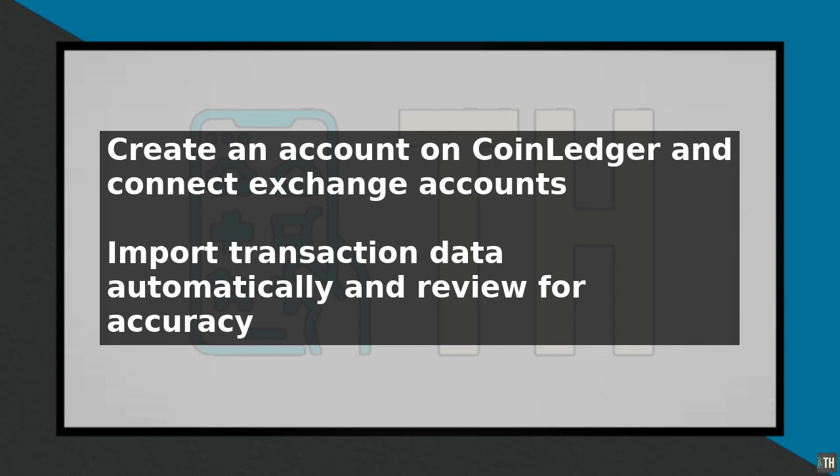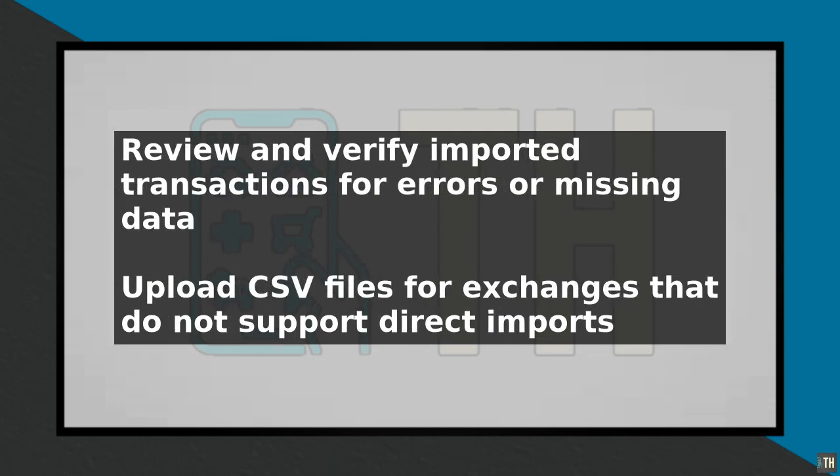After verifying your transactions, proceed to the tax reporting section. Here, you can select the tax year and the type of tax form you need to generate, such as Form 8949 and Schedule D for U.S. taxpayers. CoinLedger will then calculate your capital gains and losses based on your transaction data and the selected tax year.